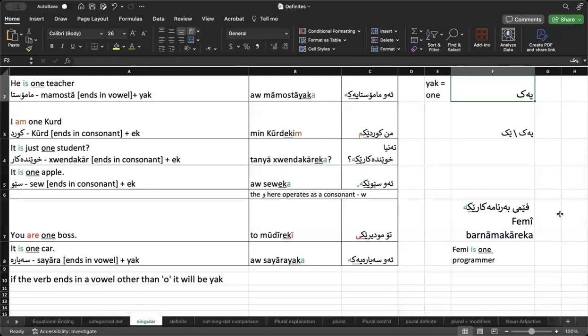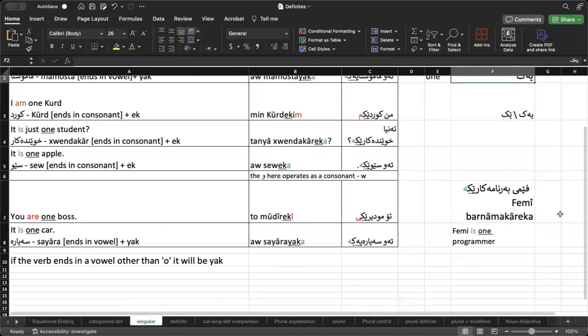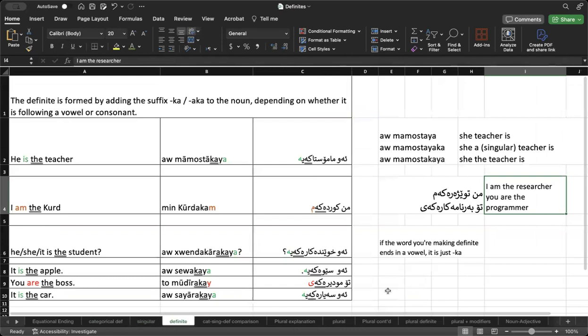But if you need to put an emphasis on the singularity of it, just put a yek in front and then don't put the suffix on. It is one apple. Au seweka. Zurbasha. You are one boss. To mudireki. That is just one car. Au sayareka.